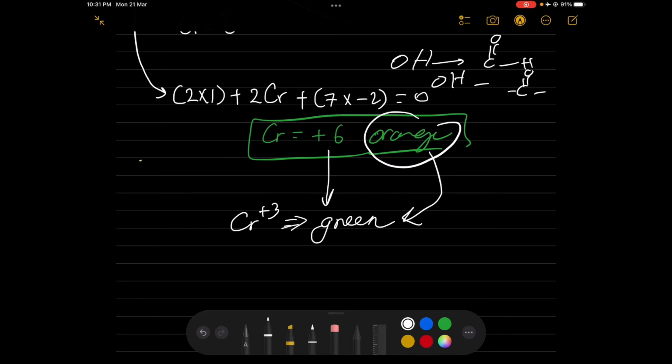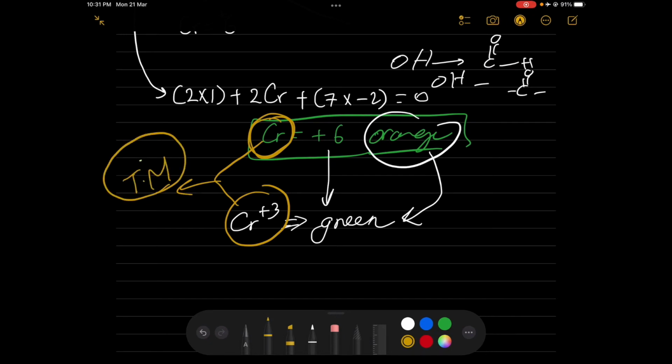Another thing to put in your mind, which is very important: chromium is a transition element. It's a transition metal, and the transition metals are inorganic metals. So the color change is not a result of organic material. It's only a result of inorganic material.